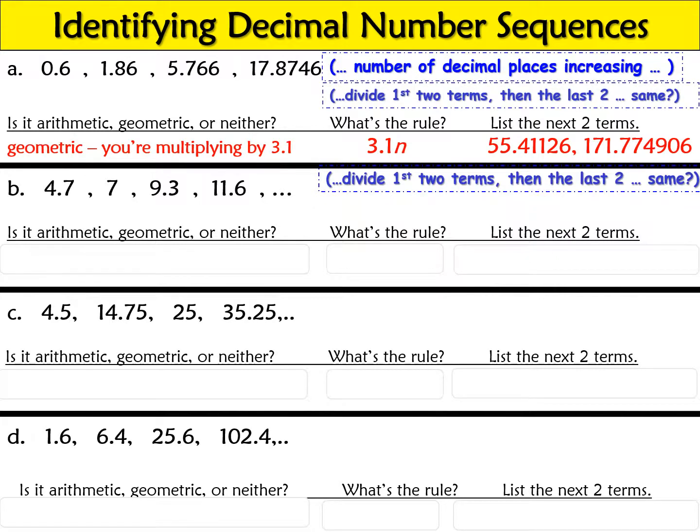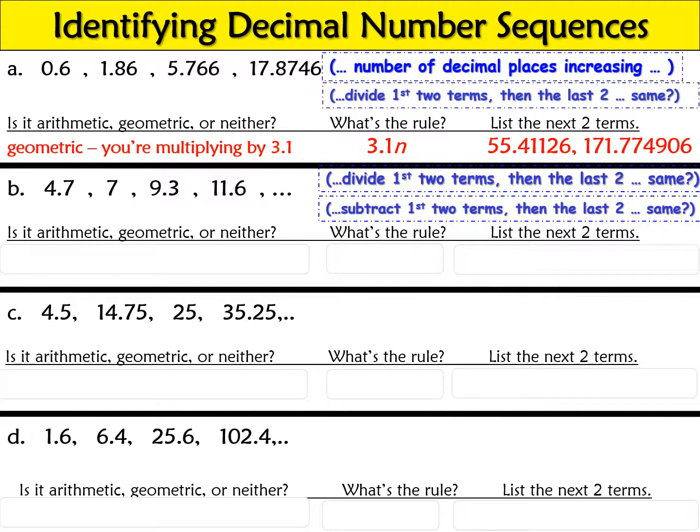So how can we test for an arithmetic sequence? Well, in an arithmetic sequence, we add by the same number to move forward. So to test for an arithmetic sequence, we're going to subtract moving backwards. So let's take 7 minus 4.7, which is 2.3, and then take 11.6 minus 9.3. And in fact, we're going to get 2.3 again. So it is an arithmetic sequence.